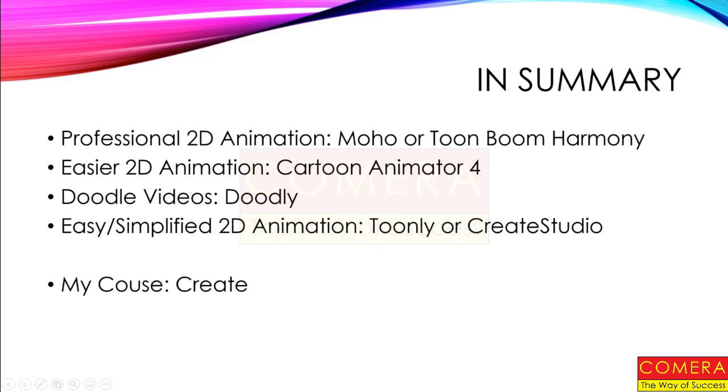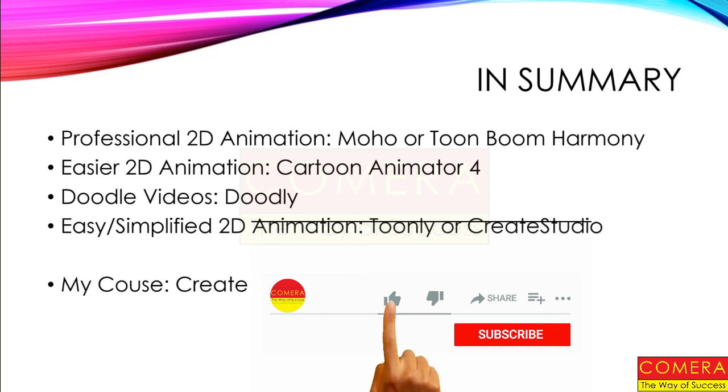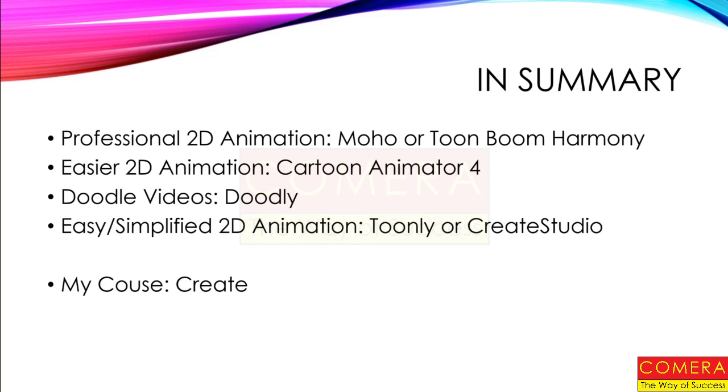Now, I want to summarize what we've gone over here. If you want professional 2D animation, I'd go with Moho or Toon Boom Harmony. If you want somewhat easier 2D animation, Cartoon Animator 4. If you want to do doodle videos, I think Doodly is probably the best. And then if you want an easy, simplified 2D animation solution, Toonly or Create Studio are your options. And if you're just doing YouTube videos and promotional videos and stuff like that, intros, outros, logo animation, then Toonly or Create Studio is what you're looking for.